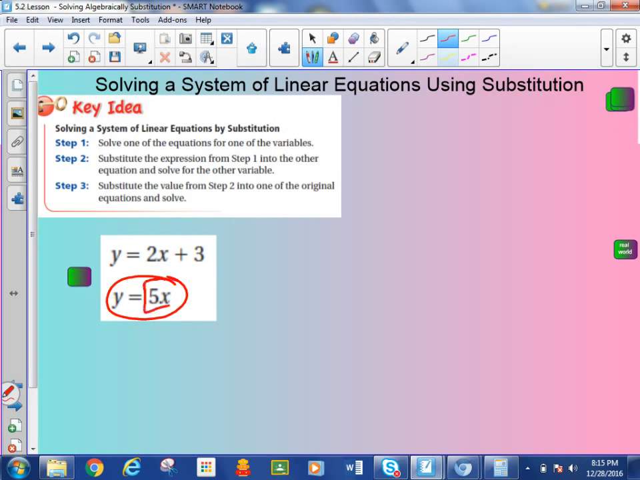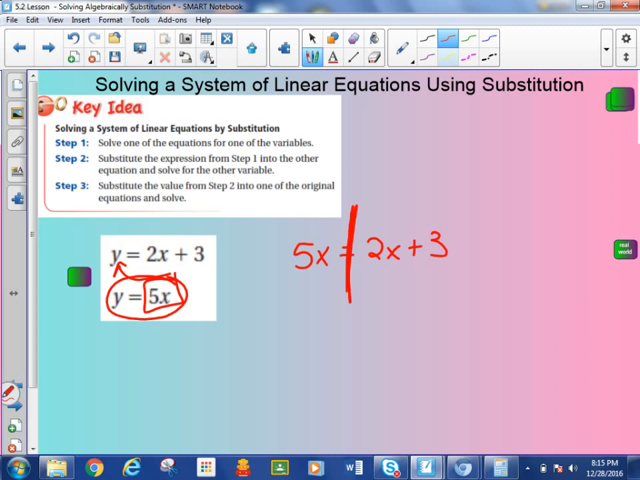So this 5x is going to go where that y is. So I have 5x equals 2x plus 3. Okay, so now we're going to work to get our x's on one side. So take note, on this one, we have x's on both sides of the equal sign. So because I'm going to put them together and I'm moving to the opposite side of the equal sign, I have to do the opposite.